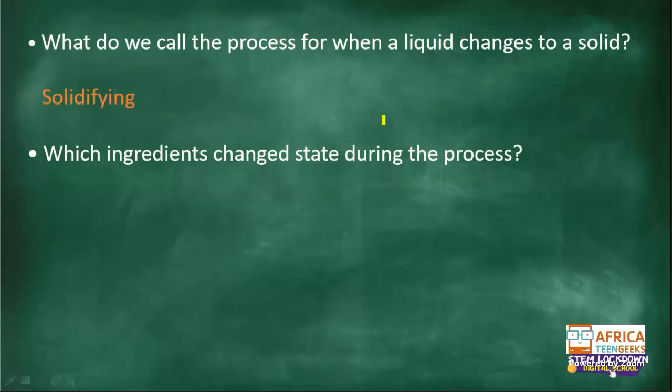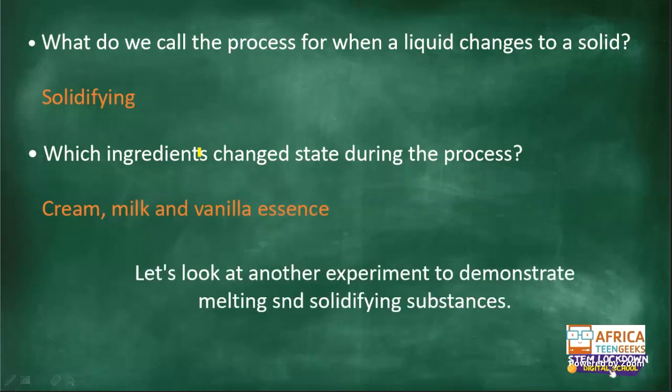Then which ingredients changed state? The three ingredients that we mentioned that were liquids before, but solids afterwards. Can you remember those three? Milk, the other two? Milk, not sugar. Sugar was a solid, remember? Milk and cream and vanilla essence. Good. Cream, milk, and vanilla essence. Okay, now we're going to look at another experiment to demonstrate melting and solidifying substances.